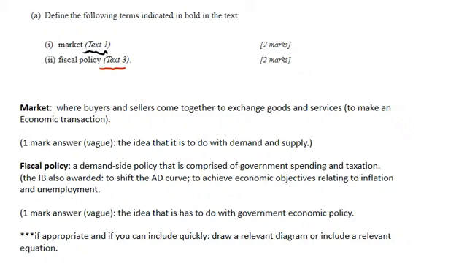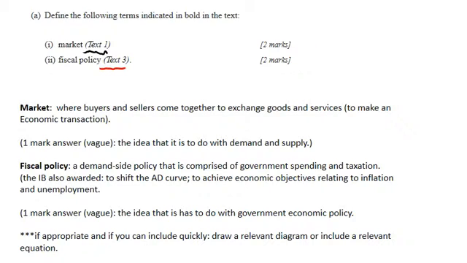So a market, you might not remember the definition. It's been a long time since you've seen it. Oh, and by the way, even though this is international economics, you might be asked to include definitions or diagrams for micro or macro or international trade. So it's not all uniquely related to international trade. A market is where buyers and sellers come together to exchange goods and services or to make an economic transaction. You would get 2 marks for that.